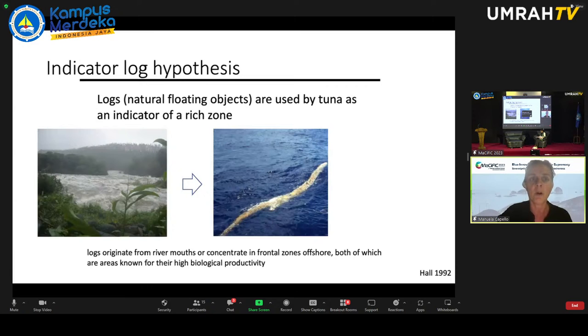The indicator log hypothesis posits that logs, so these natural pieces of wood, are used by tuna as an indicator of a rich zone. Why? Because the logs can originate from river mouths and they concentrate in frontal zones offshore. And both areas are known for their high biological productivity. So they are like a proxy of a rich zone, and tuna would exploit them to find prey.